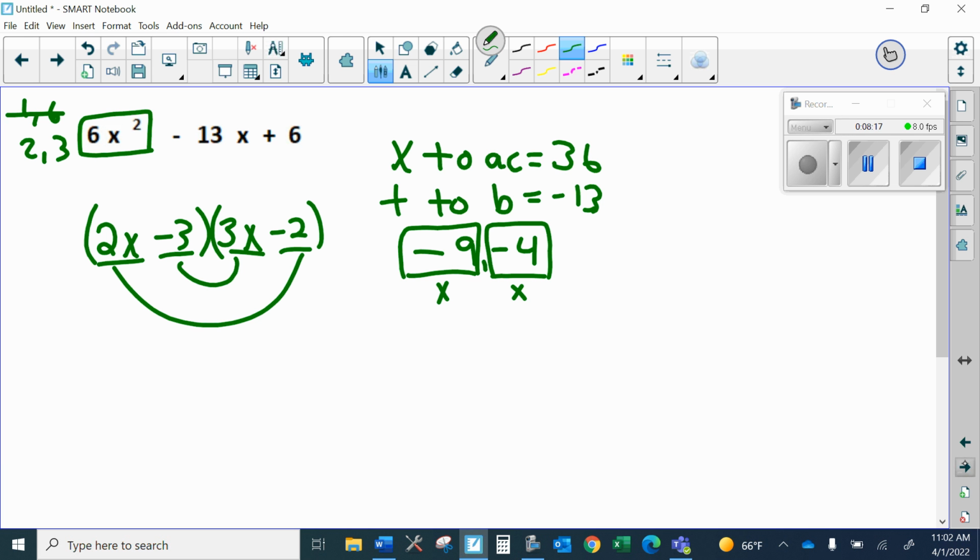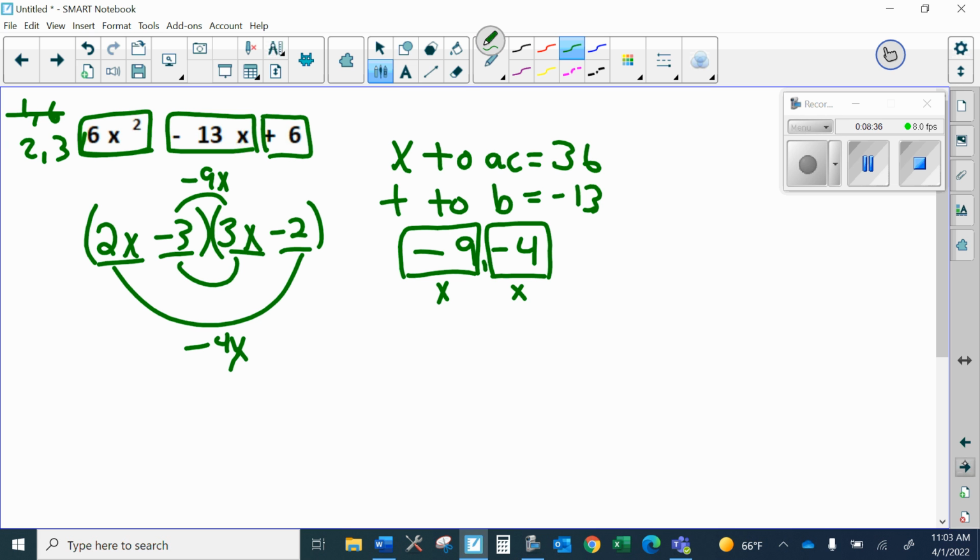I've got 2x times 3x is my 6x squared. I have the 2x times negative 2 is negative 4x. The 3x times negative 3 is negative 9x. I add those together and I get negative 13x right there. And then last I have negative 3 times negative 2 is positive 6 right there.